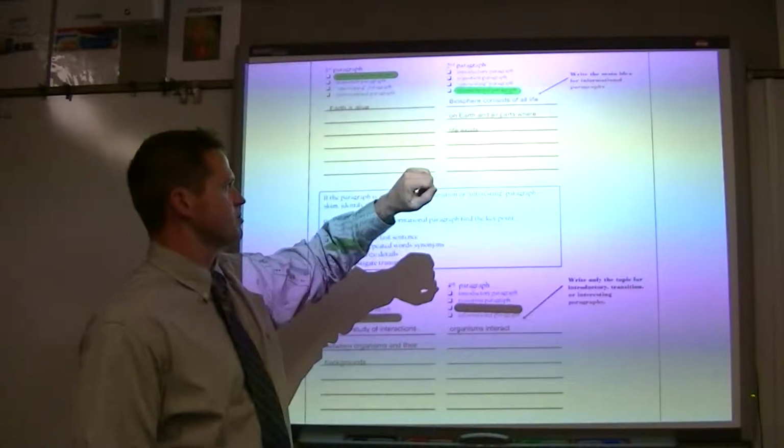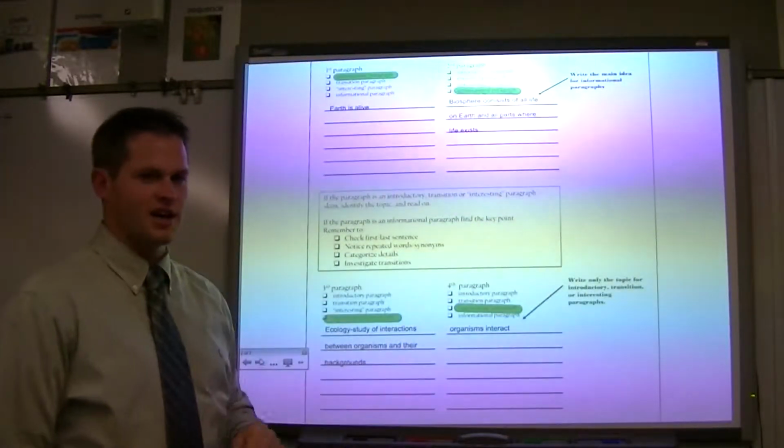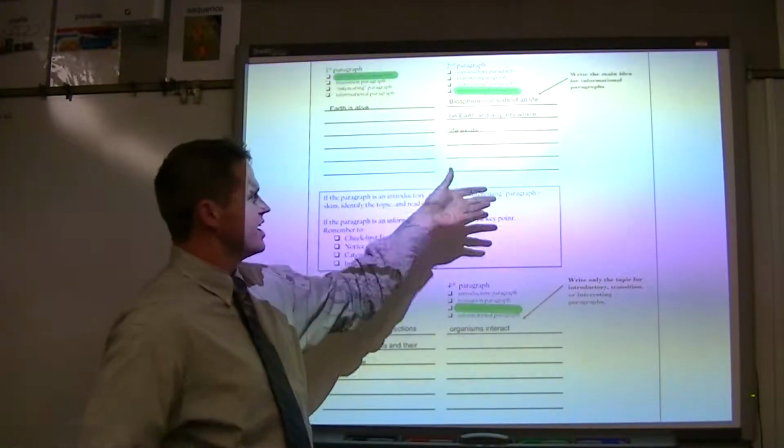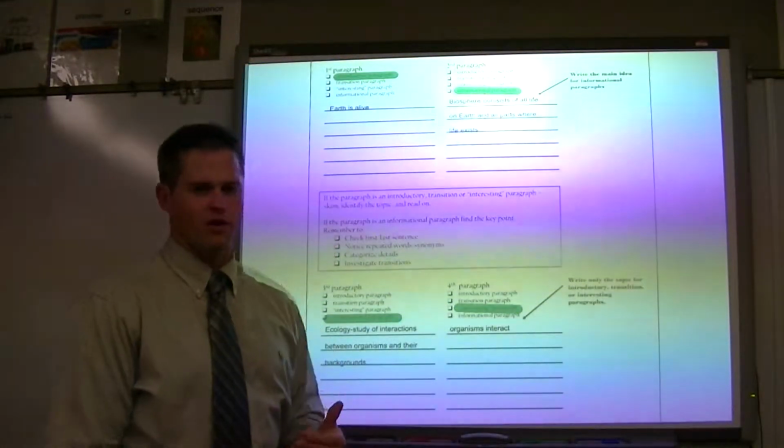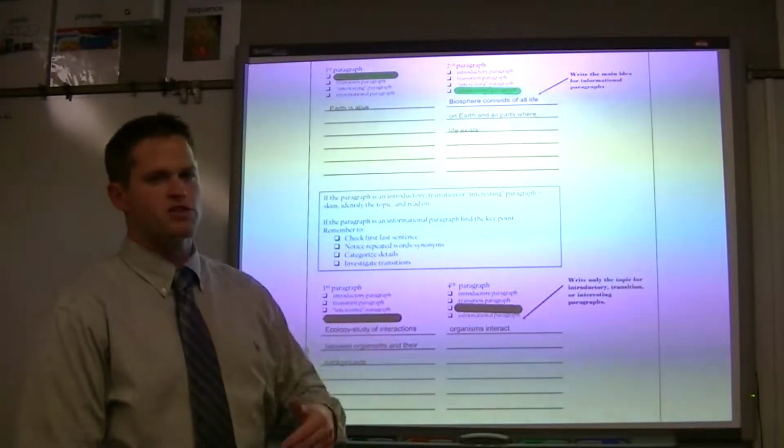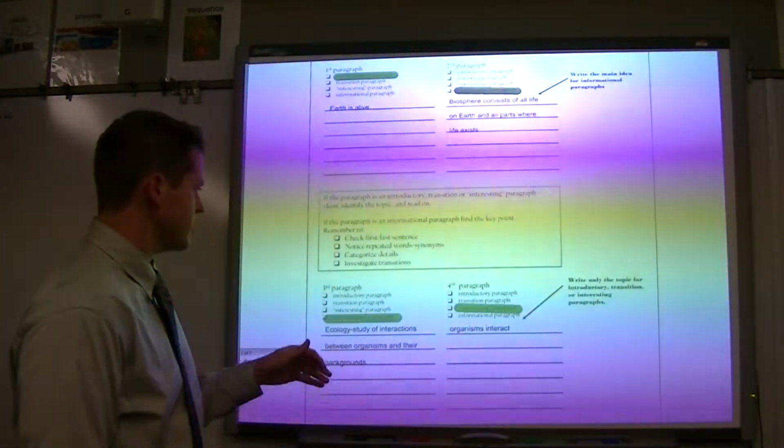When you have an informational paragraph, you need to write the main idea on the line. Now, main idea is often a full sentence. We want to just keep it one sentence. We don't want to write any more than that because we don't want to end up having too much information.